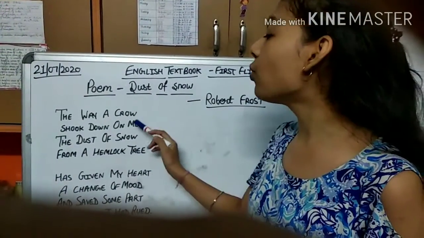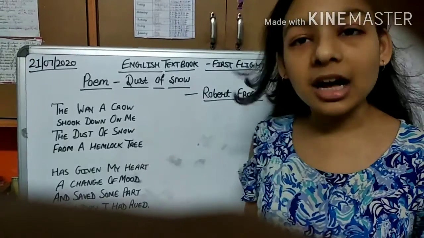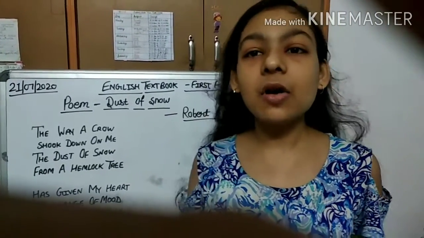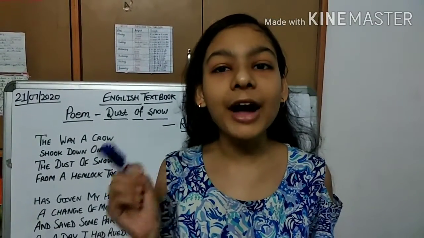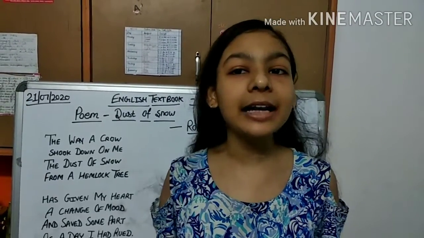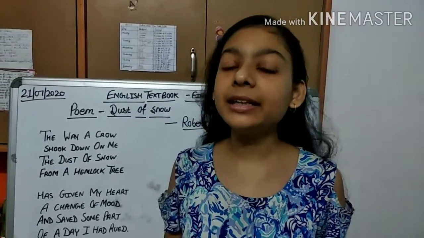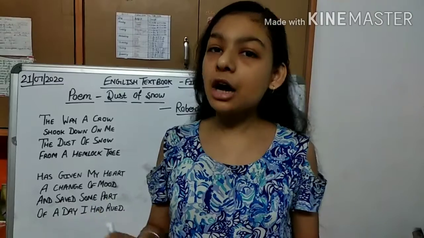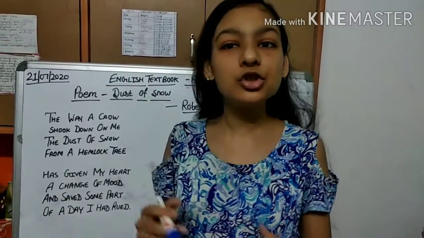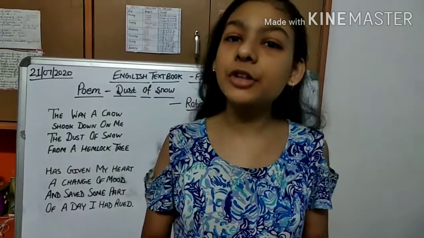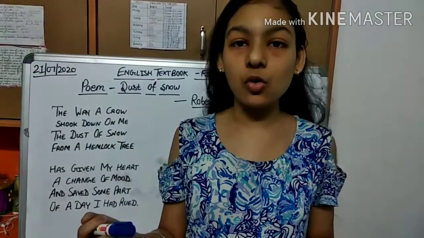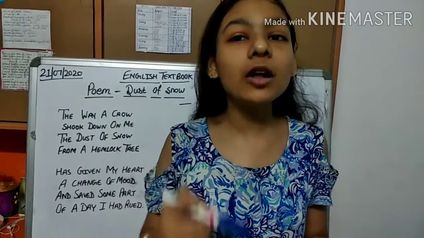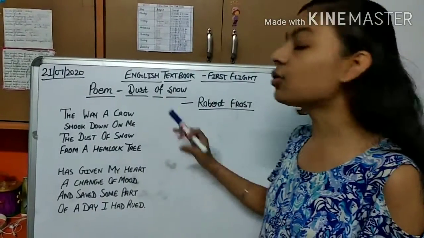The first stanza says, the way a crow shook down on me the dust of snow from a hemlock tree. So here there is a hemlock tree. Hemlock tree is a very poisonous tree with small white flowers on it. So the poet is standing under the hemlock tree and he is very sad on that day, or very depressed. What happened? Suddenly a crow came and sits on the tree. So the movement of the crow shakes the tree and the dust of snow which is at the top of the tree falls down on the poet. So this is what is in stanza 1.